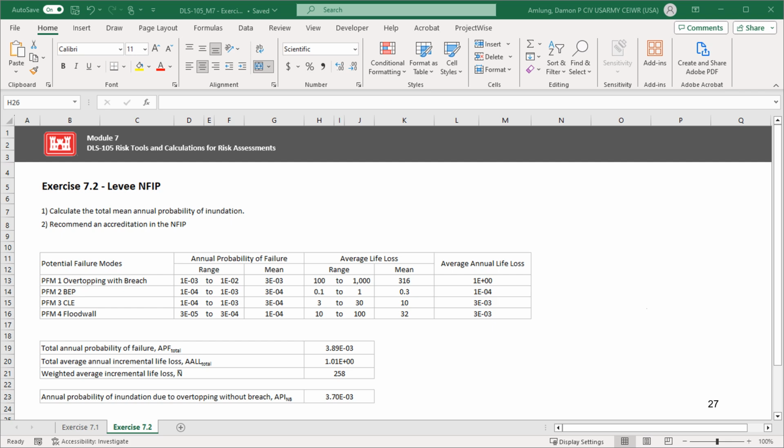In addition, you've been provided the annual probability of inundation due to overtopping without breach. You are asked to calculate the annual probability of failure prior to overtopping, the total mean annual probability of inundation, and to make a recommendation for NFIP accreditation.